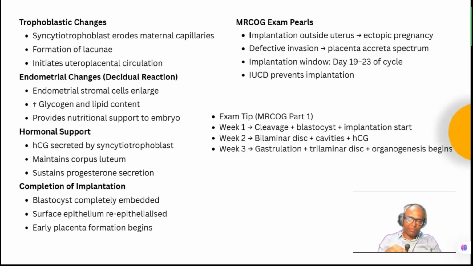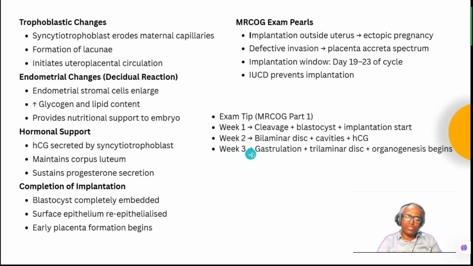So what we should remember from the examination point of view: the first week is concerned with the cleavage, the blastocyst, and the implantation begins. Okay, we have seen the implantation begins at around 6 to 7 days post fertilization. It will get completed by around day 12. Okay, day 12 to day 14. Then week 2 is the bilaminar disc, the cavity formation, and the hCG. And the third week is concerned with gastrulation, the trilaminar disc formation, and organogenesis begins. This is just: the first week is divisions, the second is the bilaminar disc, and the third week is gastrulation.